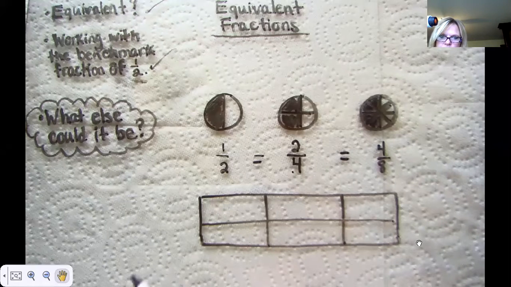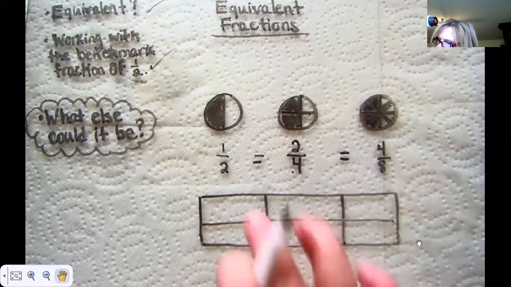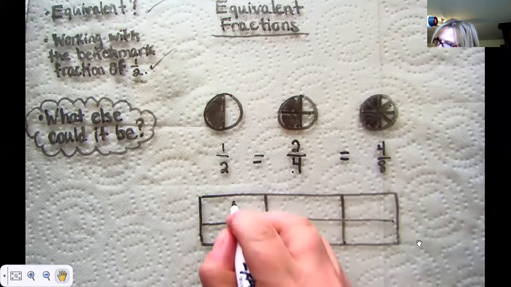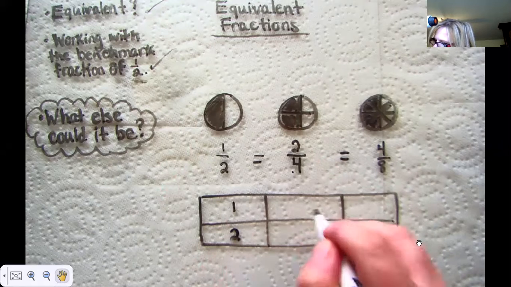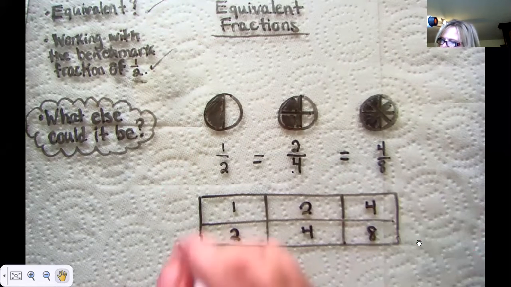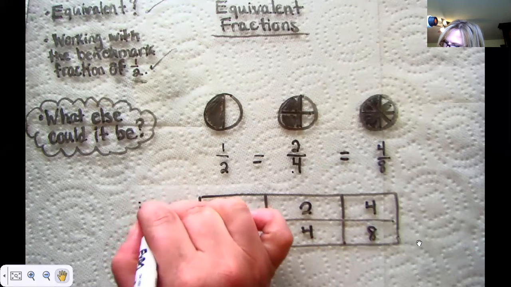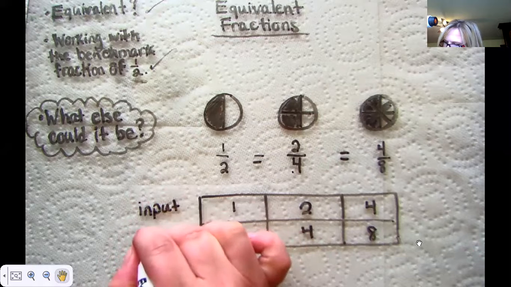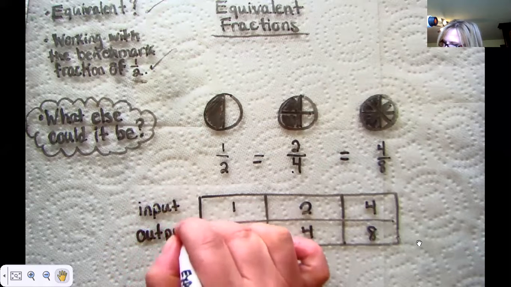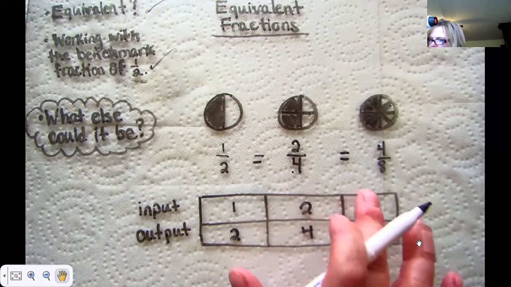Something else I want you to notice, and think back when we did input and output tables. I made a little chart down here, and I'm just going to take these fractions and put them into the chart. There's 1/2, there's 2/4, and here's 4/8. Okay. And remember when we talked about input and output tables, sometimes they're called input output tables or relationship tables or function tables, okay? But it's all dealing with the relationship between your numbers that you see here, okay?